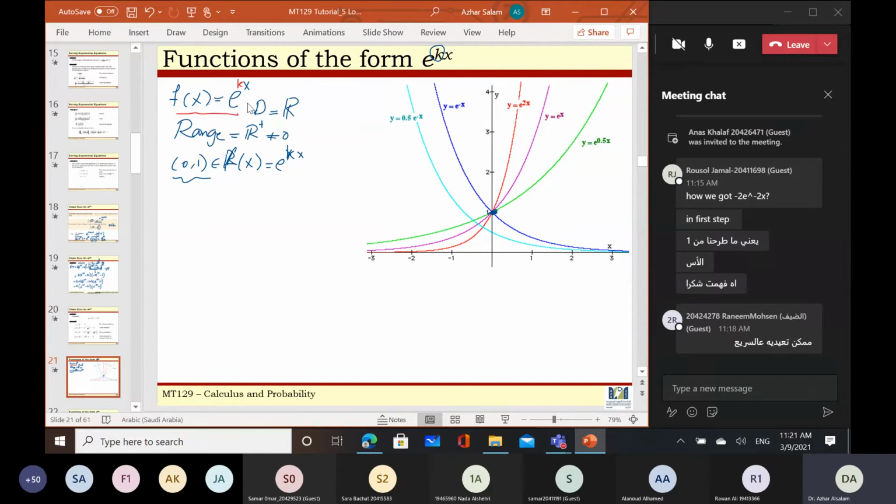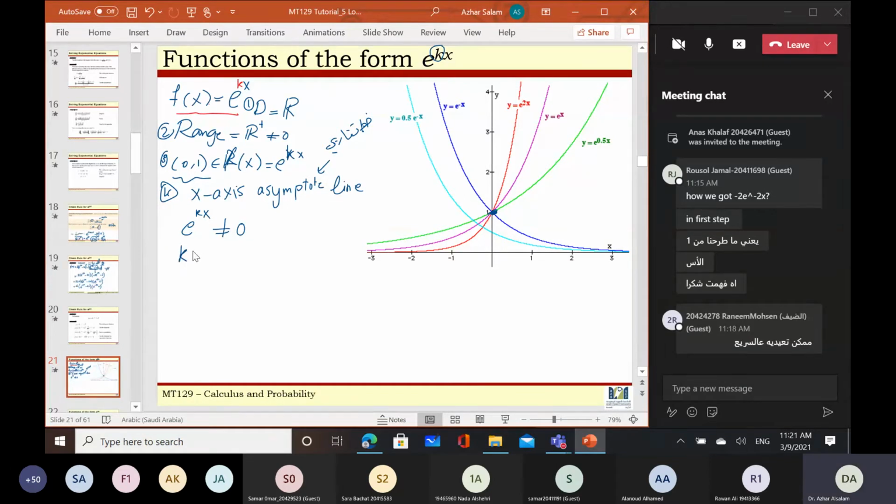So the x-axis, let's enumerate here, 2, 3, and 4. The x-axis actually works as an asymptote line. Asymptote معناته خط تقاربي. The x-axis أو المحور السيني is an asymptote line, okay, for the function e to the power kx. Asymptote مثل ما قلت لكم معناته خط تقاربي. Okay. ومثل ما قلنا إنه ال e to the power kx is not equal to zero at all.